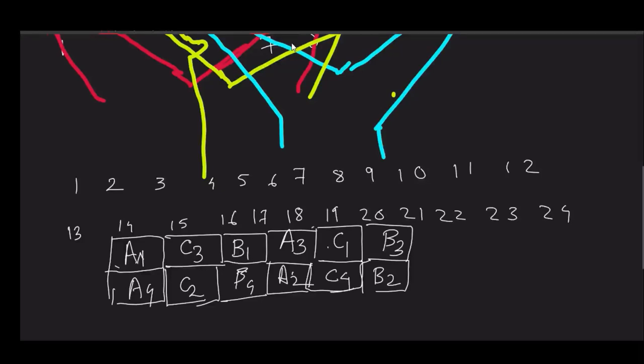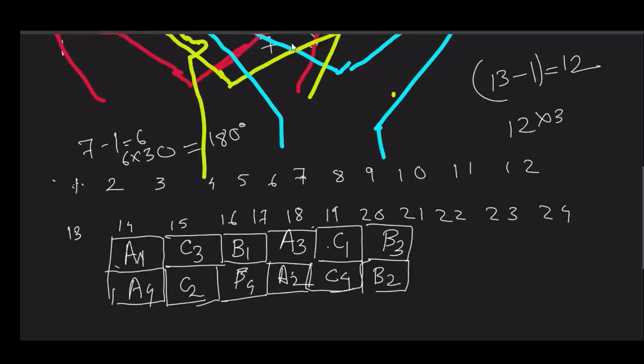Now see, what is the funda? Like 1 and 7, exactly how much are they apart? 7 minus 1 is equal to 6, and 6 into 30 gives you 180 degrees. Now when you are at 13, that is 13 minus 1 is equal to 12. So 12 into 30, that is 360 degrees, okay.